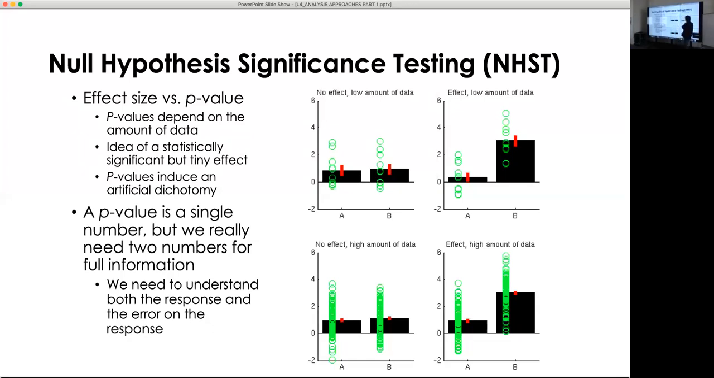We go to the column side here to the right. There is an effect. The mean for A is 1 here. The mean for B is 3. So there is a true effect going on. Of course, we have limited samples, so it may be hard to detect it. So that's the column. And then the row is the amount of data we collect. So clearly there are hundreds of data points down in the second row.